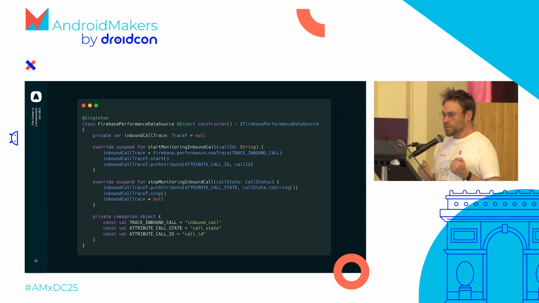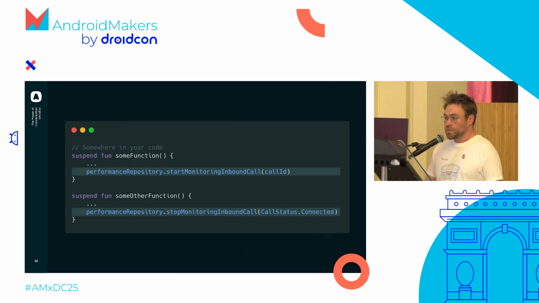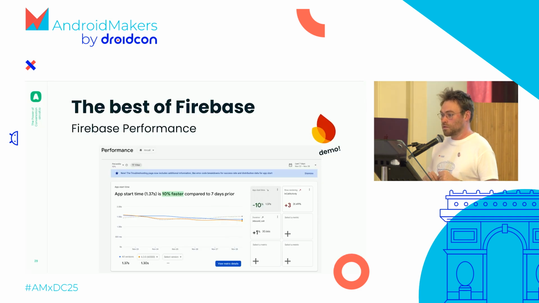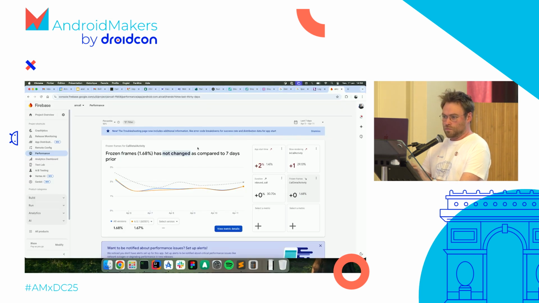You start the tracing, put some attributes. I also want to pinpoint which call is potentially causing the issue, so I'm going to set the call ID here for the example as an attribute. And when I want to stop the monitoring, I'm going to call stop on the trace, and everything will be on the Firebase console. So inside your code, you can call start monitoring, stop monitoring, and you will have the time difference between the start and the stop. That is on the console.